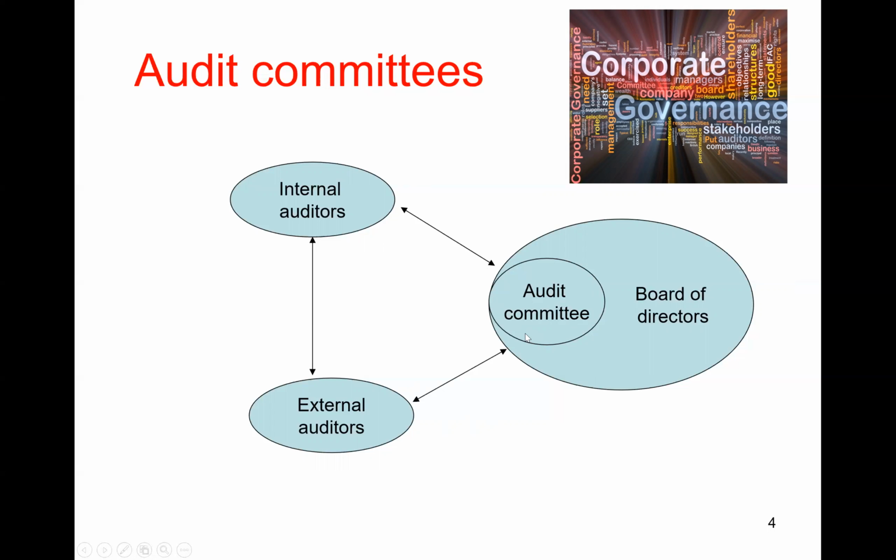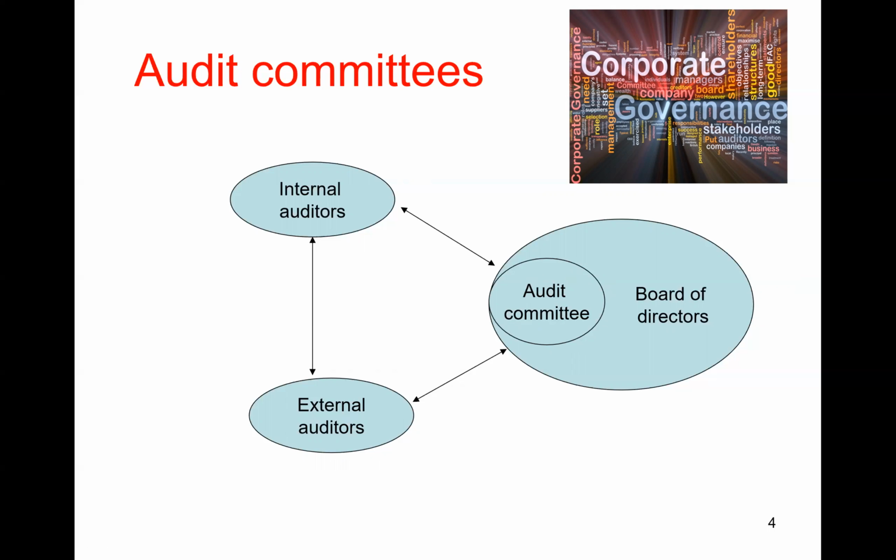Similarly, you have a relationship between the audit committee and the external auditors. The audit committee takes oversight of the work of the external auditors, and the audit committee is the one that decides which audit firm to appoint as the company's auditor. The audit committee will also decide how much the external auditors should be paid, so how much the audit fee should be.